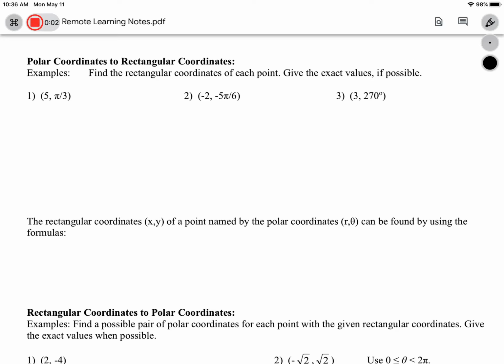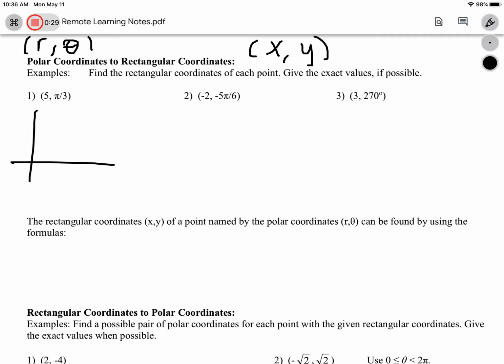So this video is going to be on going from polar coordinates to rectangular coordinates. Polar coordinates are in the form radius, comma, theta. Rectangular coordinates are what you're used to graphing, and that's just the x and the y that it takes to get to that same point.